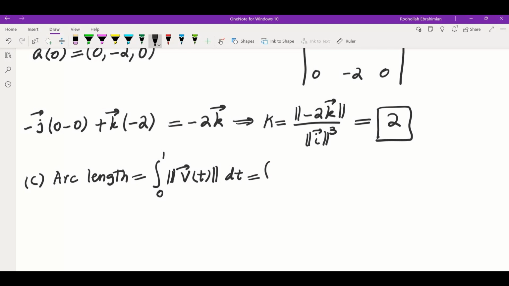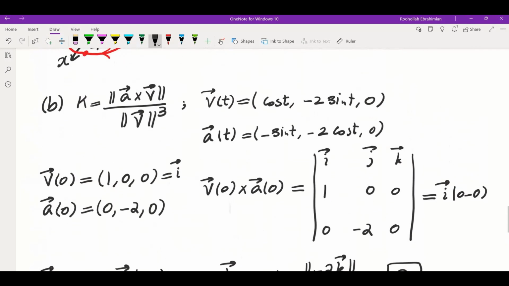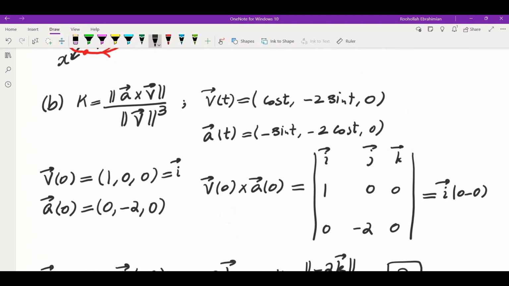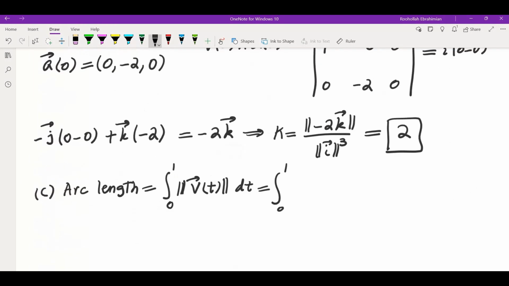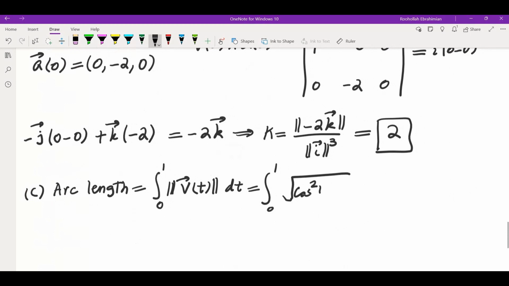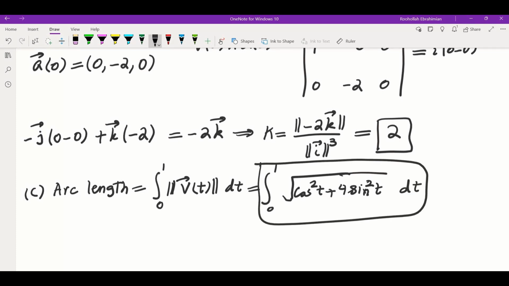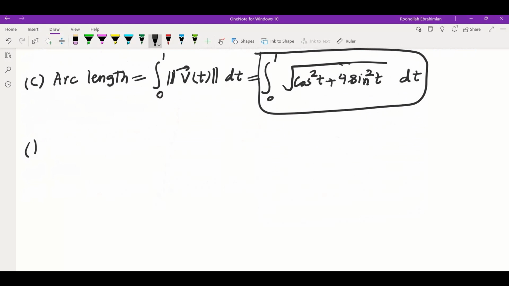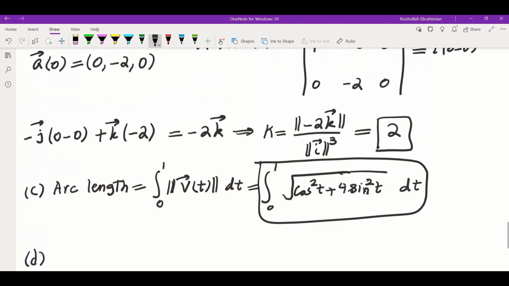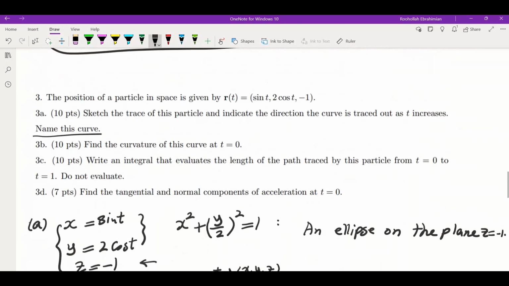So all we're going to have to do is to substitute velocity in here and take its magnitude. Velocity was cosine t, minus 2 sine t, 0. So it would be the square root of cosine squared t plus 4 sine squared t, dt. So this is our answer. And they said do not evaluate. In fact, this is a difficult integral to evaluate.